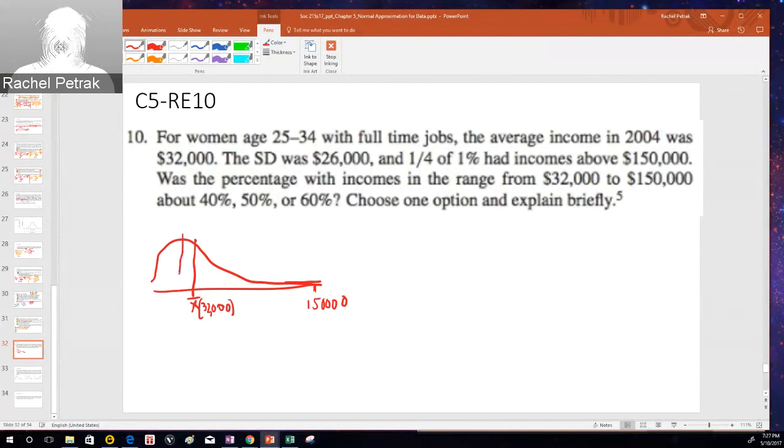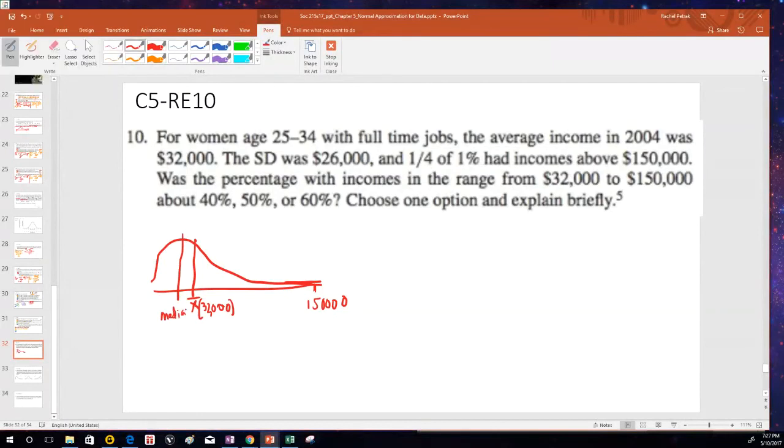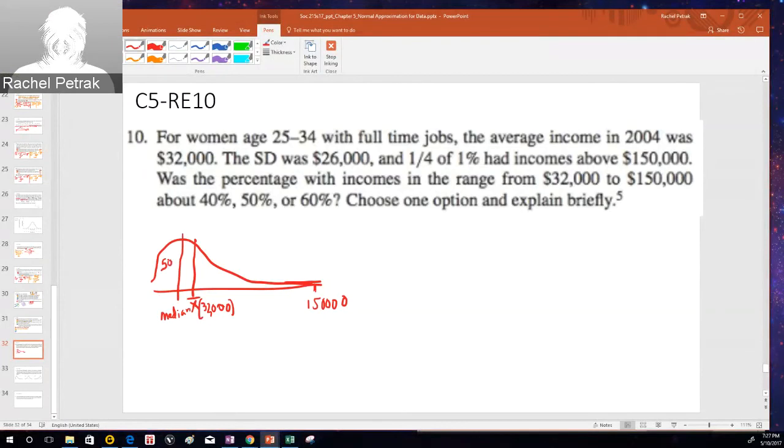The median is going to be approximately here. And the median is the point where 50% of the scores are below that point. So was the percentage with incomes in the range from 32,000 to 150,000 about 40, 50, or 60%? Well, it's going to have to be 40%, because the 50% has got to be below the median.